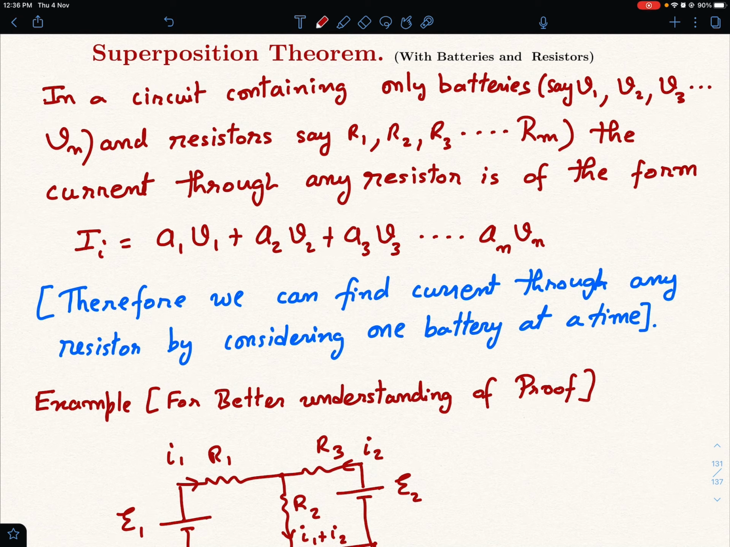One of my subscribers had requested me to make a video on the superposition theorem and its proof. So here it is. I am presenting the superposition theorem today. So what's the statement of the superposition theorem?